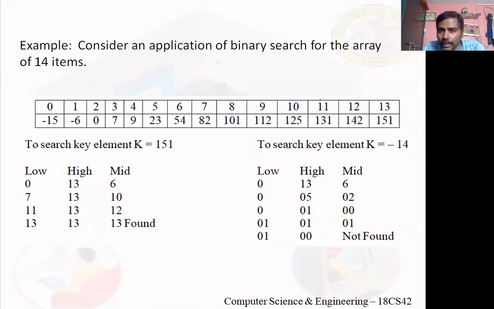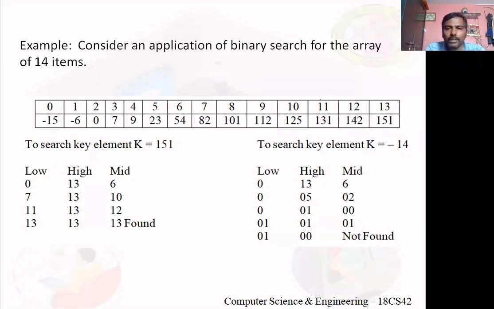In the right subarray, what is the index of the first element? 7. Now look at the trace, second row. For the low, I have entered 7, the index of the first element in the right subarray. Clear? Next, what about the index of the last element in the right subarray? The same, 13, because in the right subarray the indices run from 7 through 13. So the first element is at index 7, and the last element is at 13.